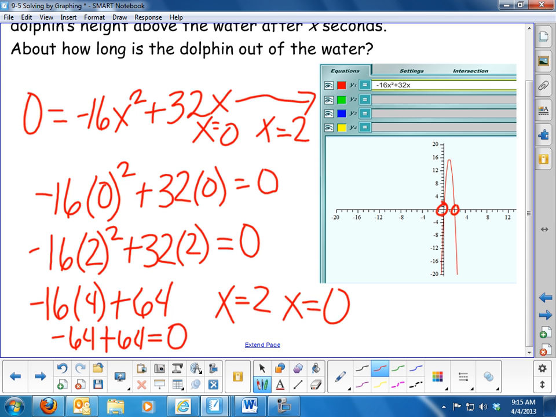How long is the dolphin out of the water? The dolphin is out of the water for 2 seconds because I noticed that he comes up out of the water, and he's back into the water at 2 seconds.